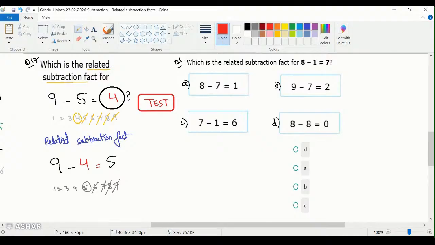Let's try. 8 minus 1 equals 7. So which option should be correct? Whenever we are doing subtraction related facts, we need to note down the numbers. The numbers were 8, 1, and 7. We have the 8, we do not have the 1, and we do not have the 7. Agreed?